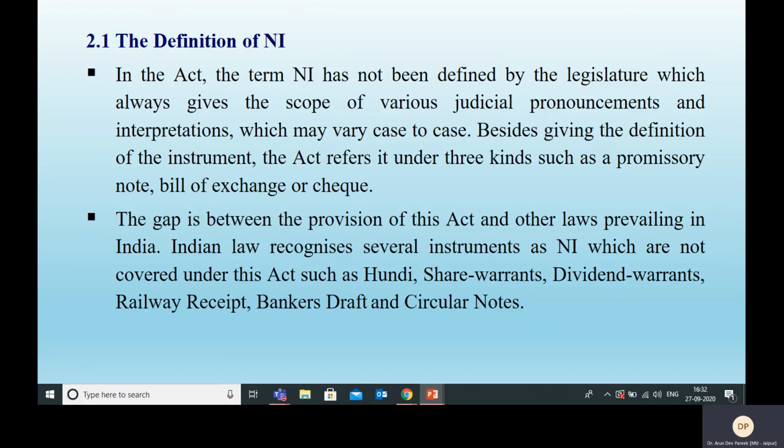The gap is between the provision of this Act and other laws prevailing in India. Indian law recognizes several instruments as negotiable instruments which are not covered under this Act, such as hundi, share warrants, dividend warrants, railway receipt, banker's draft, and the circular notes. So a revision has to be done in order to make the present Act significant.